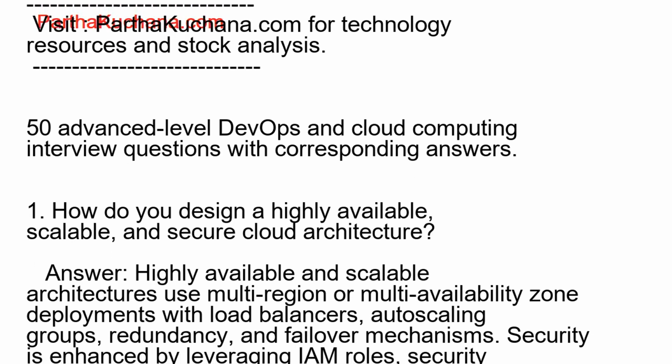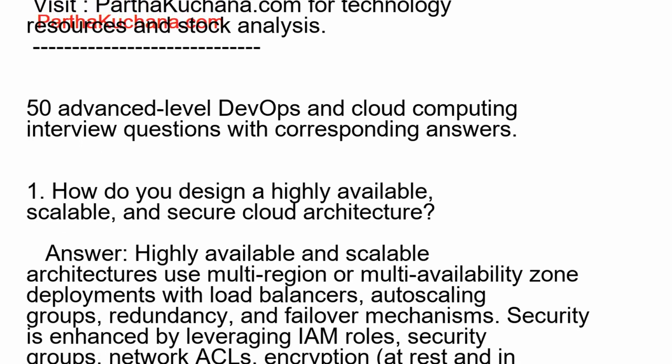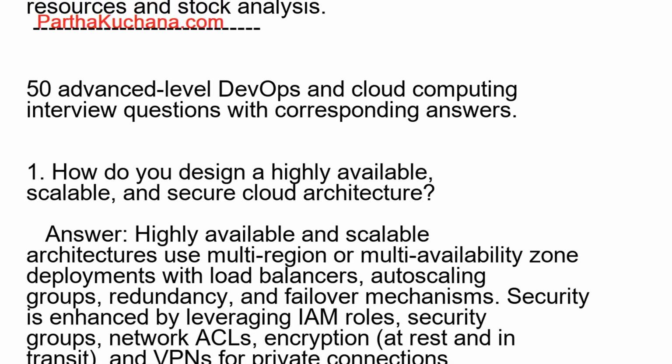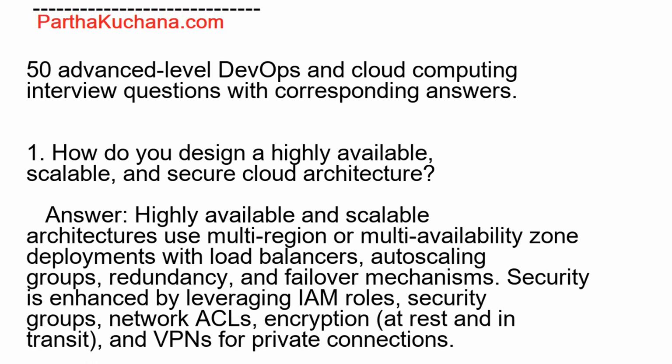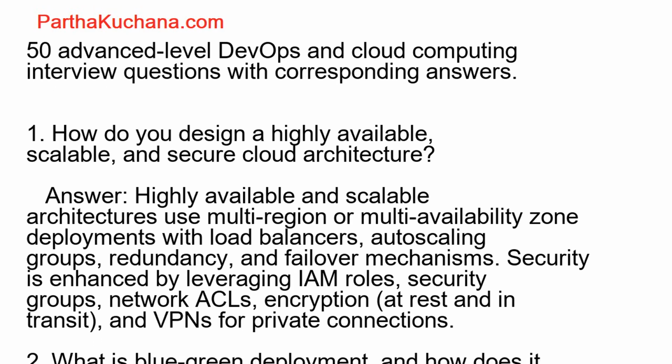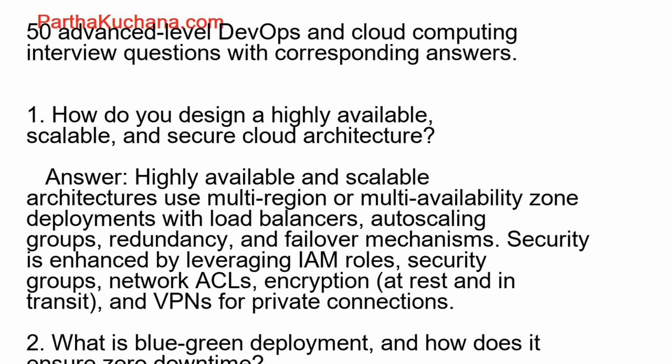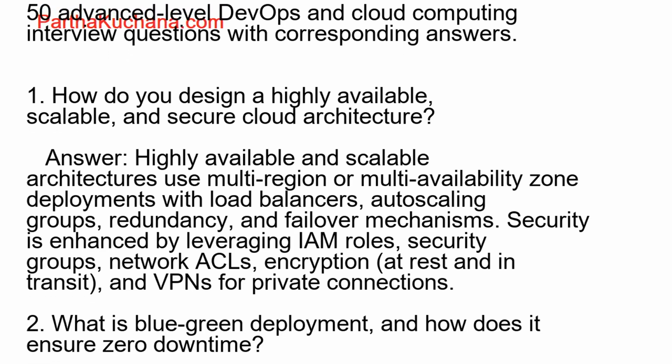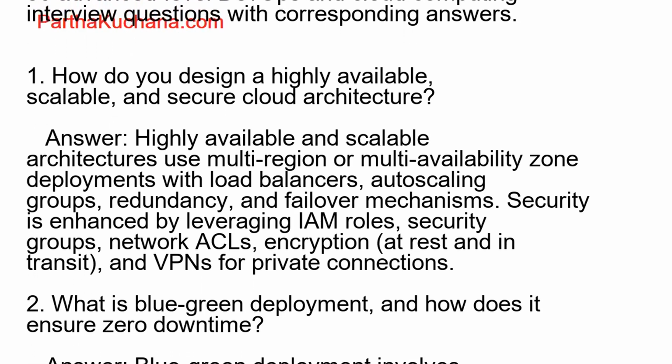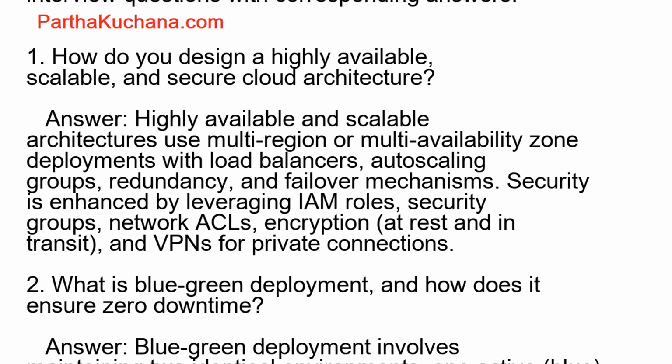2. What is blue-green deployment, and how does it ensure zero downtime? Answer. Blue-green deployment involves maintaining two identical environments, one active (blue) and one idle (green). New code is deployed to the green environment. Once tested, traffic is routed to the green environment, minimizing downtime and ensuring rollback options.